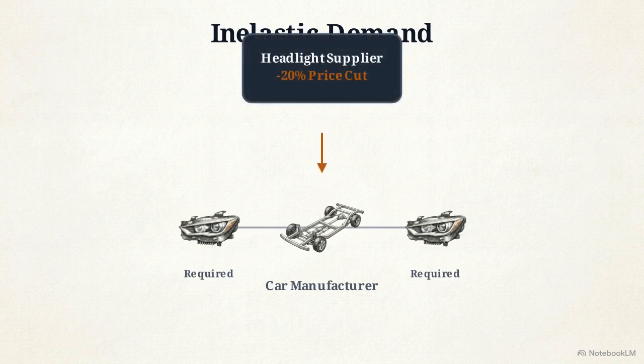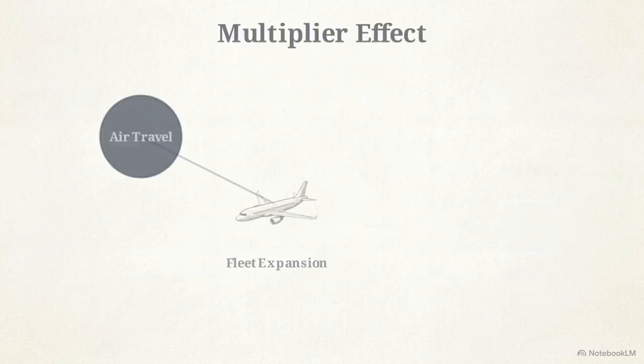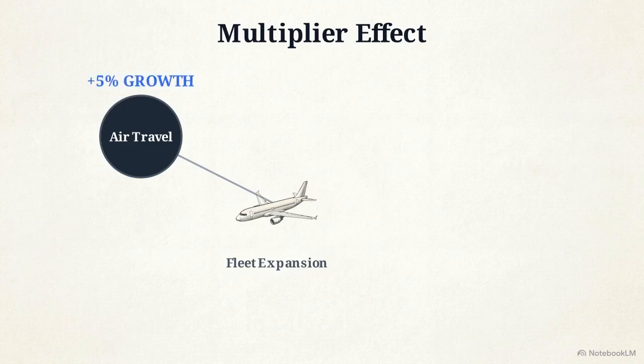If a supplier cuts the price of their headlights, a car manufacturer will not buy more units to stock up. A vehicle requires exactly 2 headlights, and until consumers buy more cars, a price drop at the industrial level cannot stimulate new demand. However, small shifts in consumer behavior cause a multiplier effect.